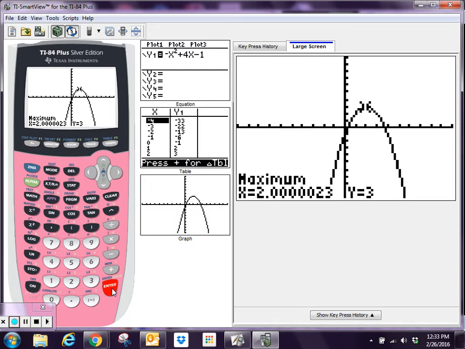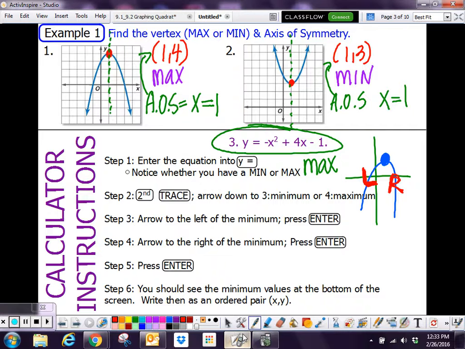So notice this says 2.000023. Yours may even say 1.9999999. But those are numbers that are really close to 2, so it's going to be 2. It's all kind of based on where you put your left and your right bound, but they all ultimately are the same number. So our vertex here is (2, 3). We just calculated our maximum for us, which means what is our axis of symmetry? Our axis of symmetry would be x equals 2.